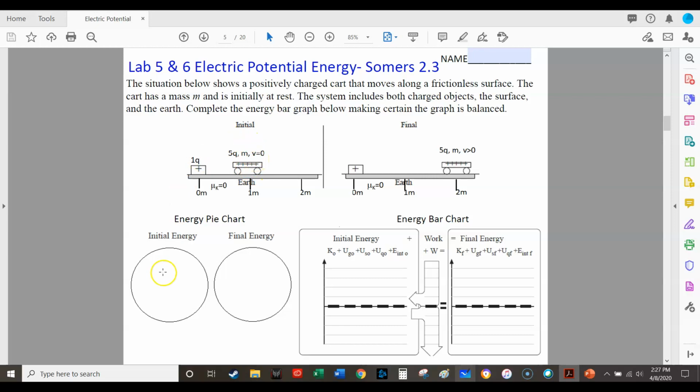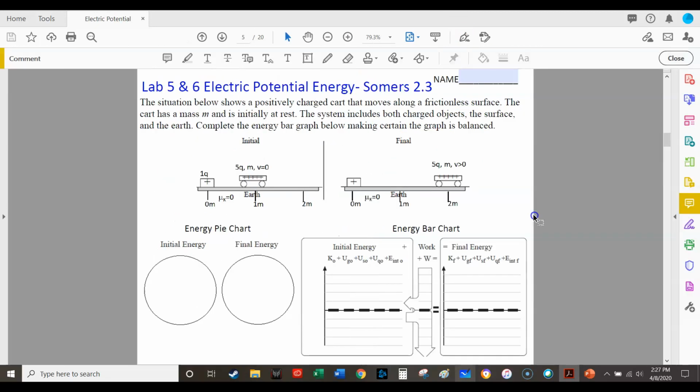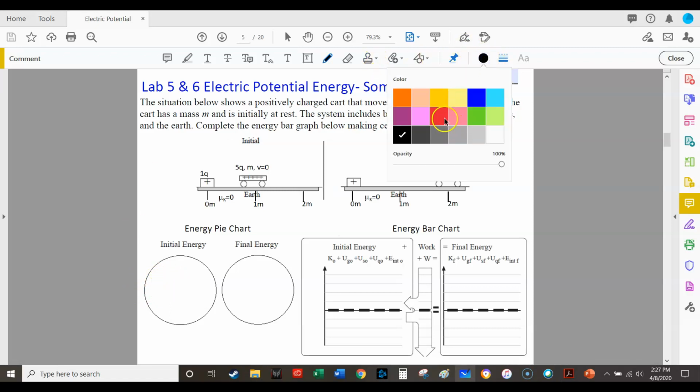So I'm going to go down to here, and I'm going to mark up the document. I'm going to go to comments, and then I put that back, and now my tools have popped out. I am going to use black as kinetic energy because that's the whole point of what we're doing, and I'm going to use red as electric potential energy.